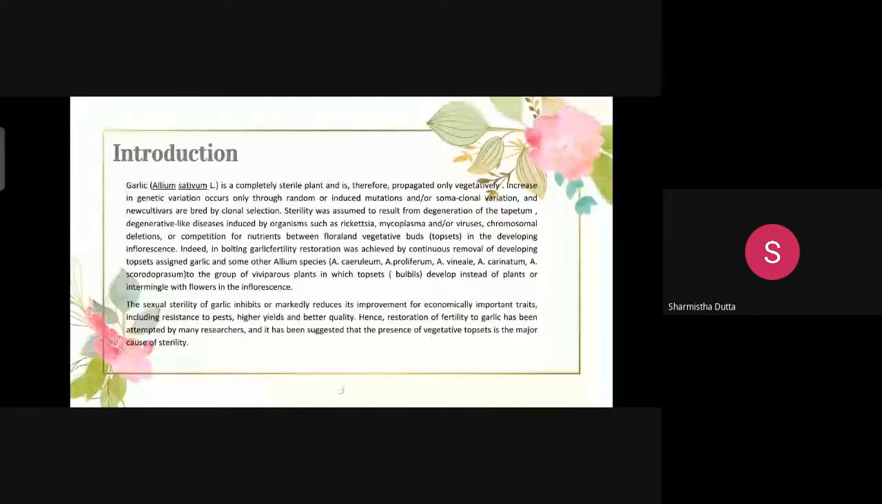The other species are Allium ampeloprasum, Allium proliferum, Allium vineale, Allium carinatum, Allium scorodoprasum. This is a group of viviparous plants in which topsets develop instead of flowers or intermingle with flowers in the inflorescence. The sexual sterility of garlic inhibits or markedly reduces its improvement for economically important traits, including resistance to pests, higher yields, and better quality. Hence, the restoration of fertility to garlic has been attempted by many researchers, and it has been suggested that the presence of vegetative toxins is the major cause of sterility.